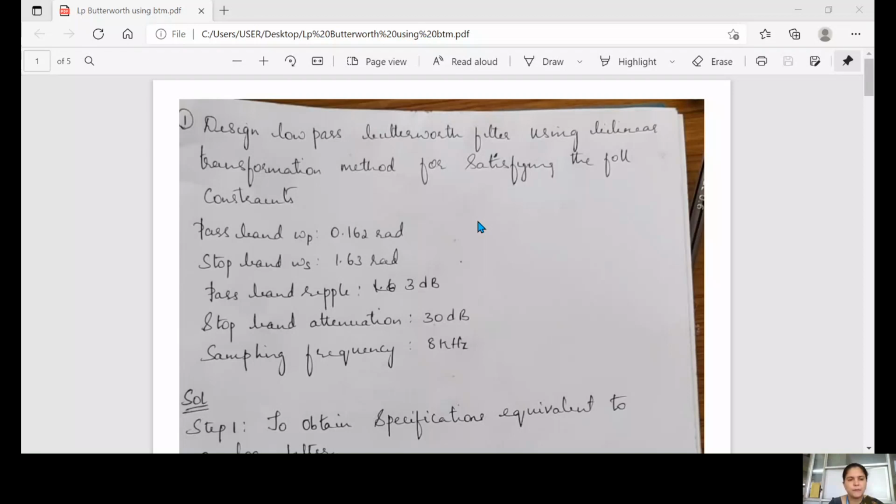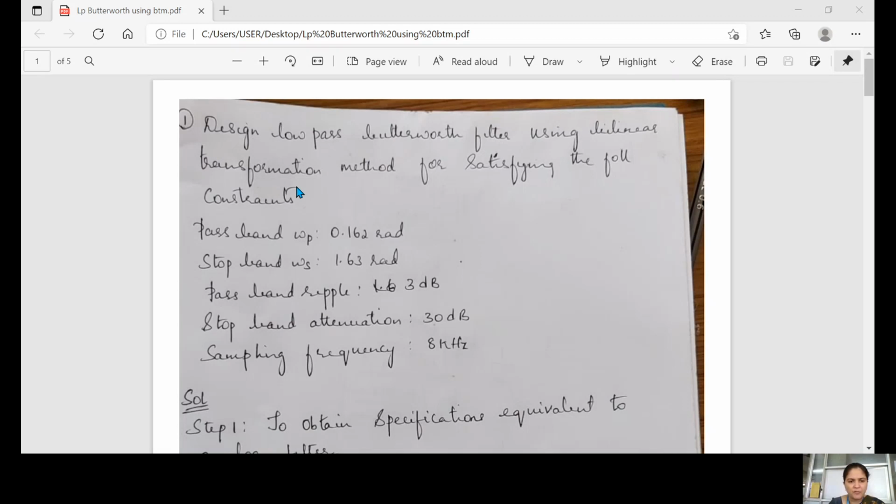So today let us see a problem on Butterworth filter using bilinear transformation method. Design a low pass Butterworth filter using bilinear transformation method for satisfying the following constraints.